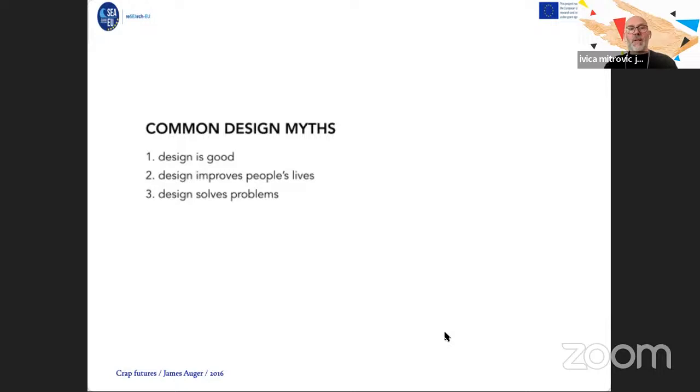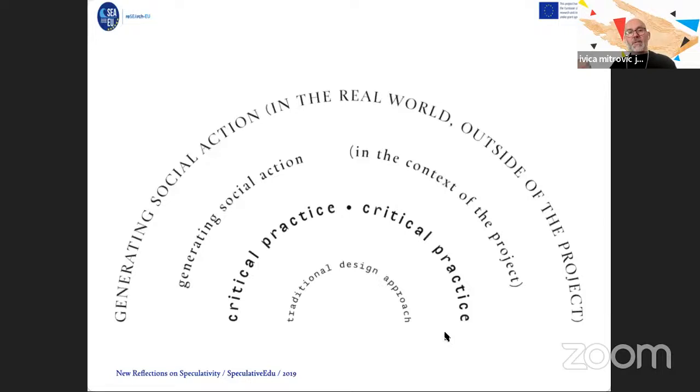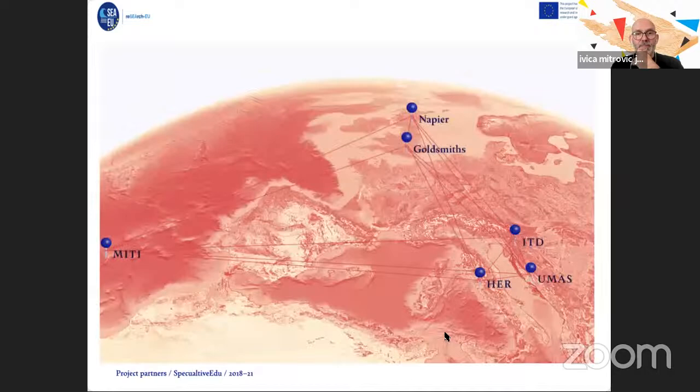And for us in education, this task is quite hard. So we want to move students from the problem solving and market perspective to bring them critical tools and methods, and then to generate new concrete social actions in the real world. And in 2018, we started a European project called Speculative Edu, with this intention to look into the speculative and related design practices.